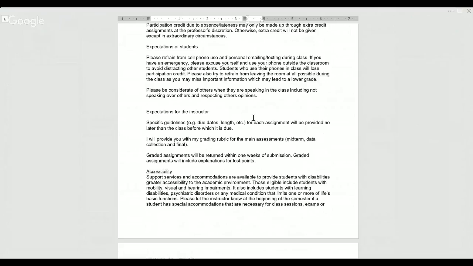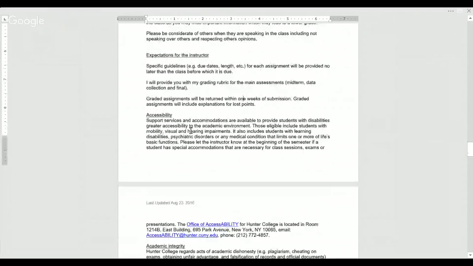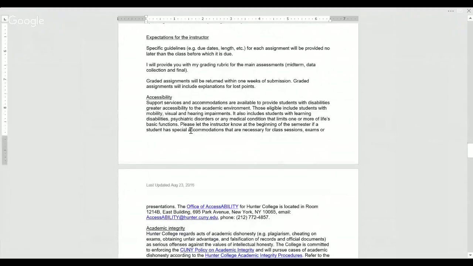Graded assignments will be returned. This says 1 week for this class, but because there are so many students, it's probably going to have to be within 2 weeks of submission. I will also update this on Blackboard. And especially for the main assignments, the midterm, the data collection, and the final, graded assignments will include some sort of explanation for why you lost points.